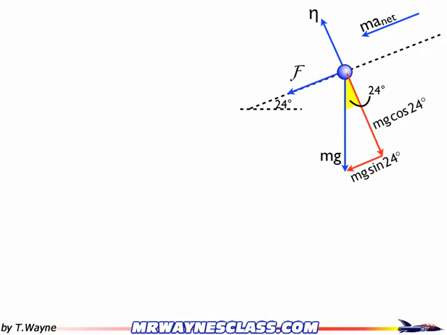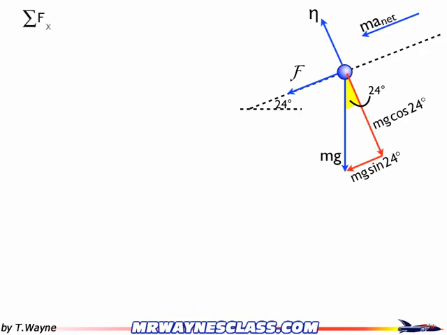Now it's time to sum up the forces in the x and y direction. My x and y direction are going to be parallel and perpendicular to ma net. And that'll just make the math easier. The other thing I'm going to do is whatever direction ma net is going in, that's going to be the positive direction for all my forces. So I'll use plus and minus signs as direction indicators. If they go the same direction as ma net, I'll make them positive. Go the opposite direction as ma net, I'll make them negative.